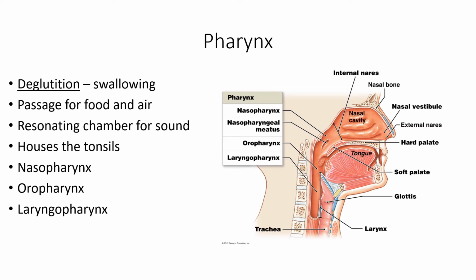It's also going to act as a resonating chamber for sound. It will house your tonsils, which are your first line of defense. And then again, it is split into the nasopharynx, oropharynx, and laryngopharynx.